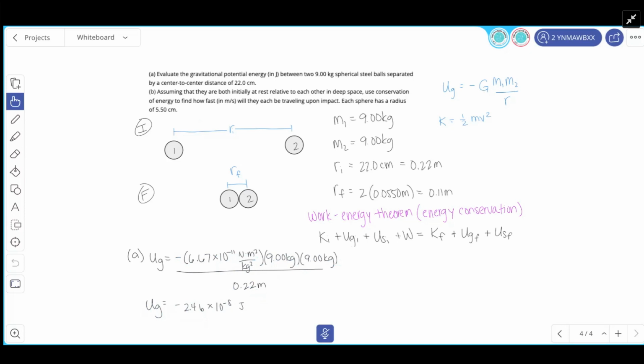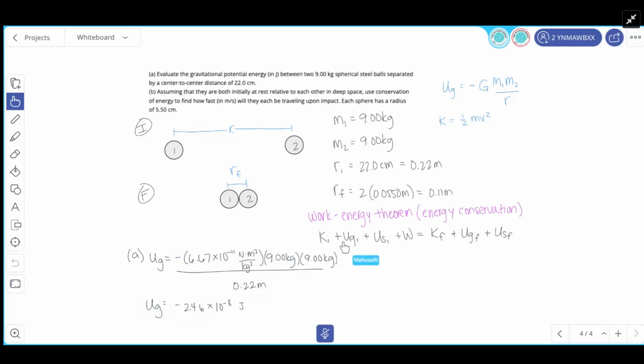In the second part, we need to use the work energy theorem to see basically what's going to happen here. As these objects move closer together, they lose gravitational potential energy to gain kinetic energy, because as they get closer and closer together, their speed is going to be increasing. So kinetic energy goes up as gravitational potential energy goes down.